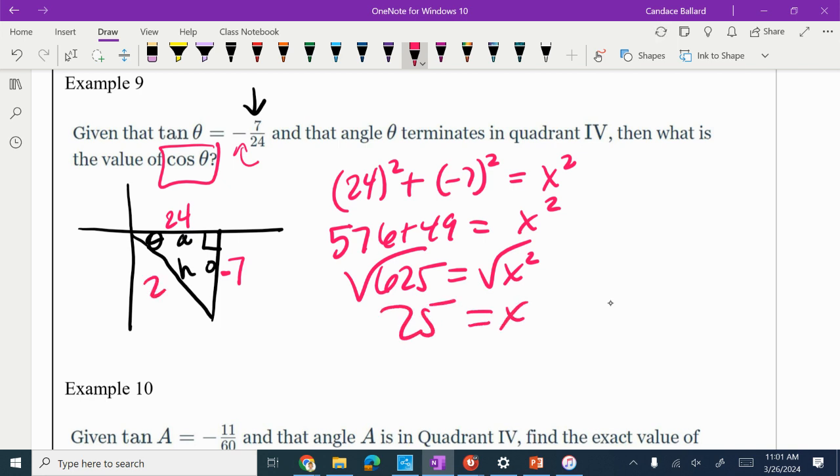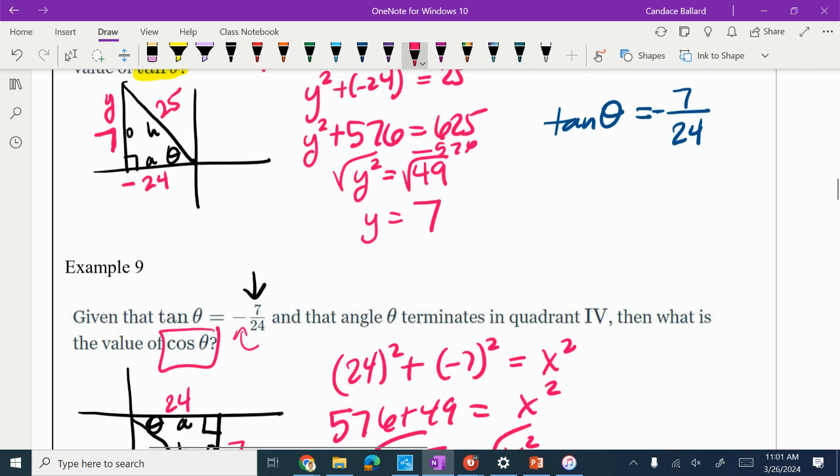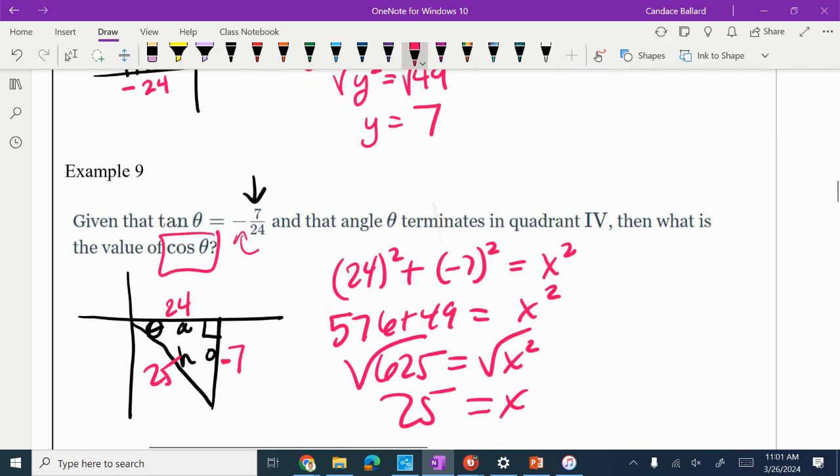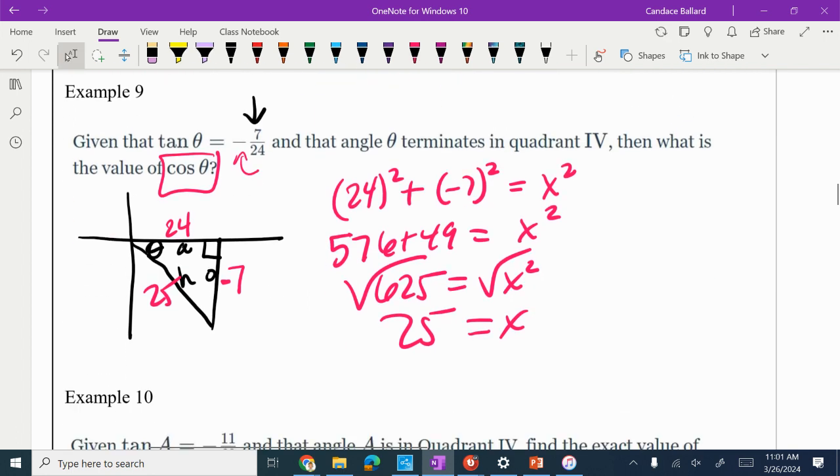Didn't that look familiar? Wasn't it the same triple that was on this problem here? That was a total accident. All right. You had to find the cosine. What'd you get for cosine? 24 over 25. Okay.